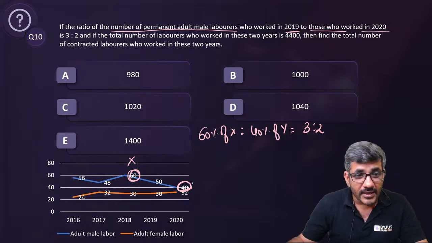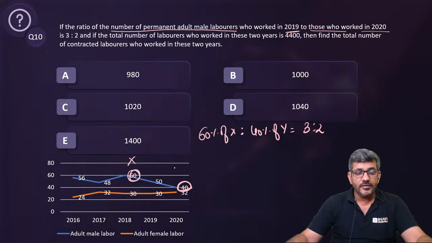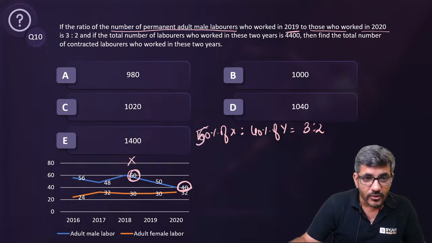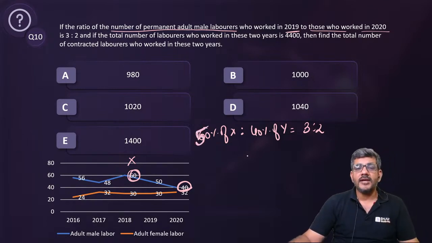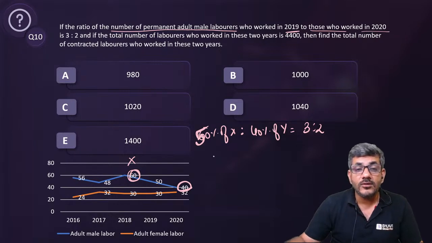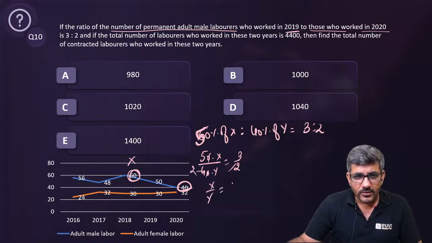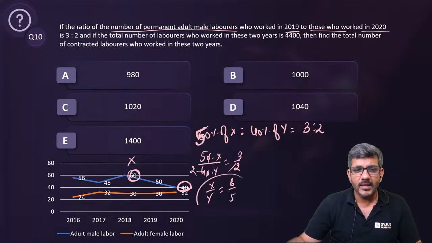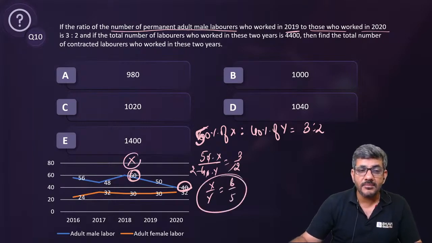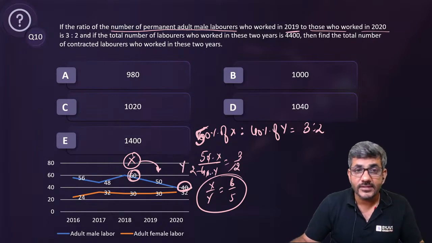अच्छा, सौम्या कह रही है कुछ गलती की है मैंने. अच्छा 19 में था वो, 50% आना था. Sorry. Thank you, Soumya. 50% of X is to 40% of Y is equal to 3:2, or I can say 50 times X divided by 40 times Y is equal to 3/2. So 2 2s are 4, I get X by Y is equal to 6/5. That means the strength of 19 and strength of 20, they are in a ratio of 6:5.